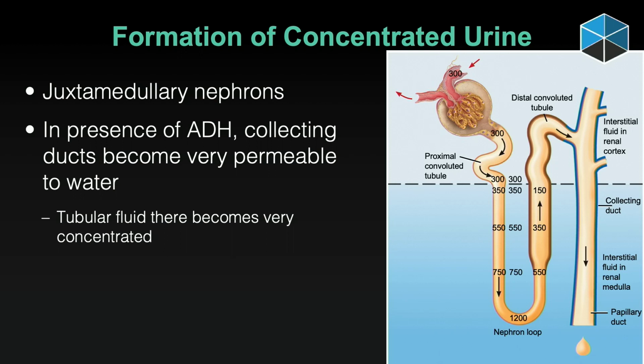Incoming fluid has the same concentration. We see a progressive increase in that concentration in the descending limb. It spikes a little bit higher in the tip, but it also decreases as we return to the distal convoluted tubule. Same setup. So how is it that we produce concentrated urine and not diluted urine?